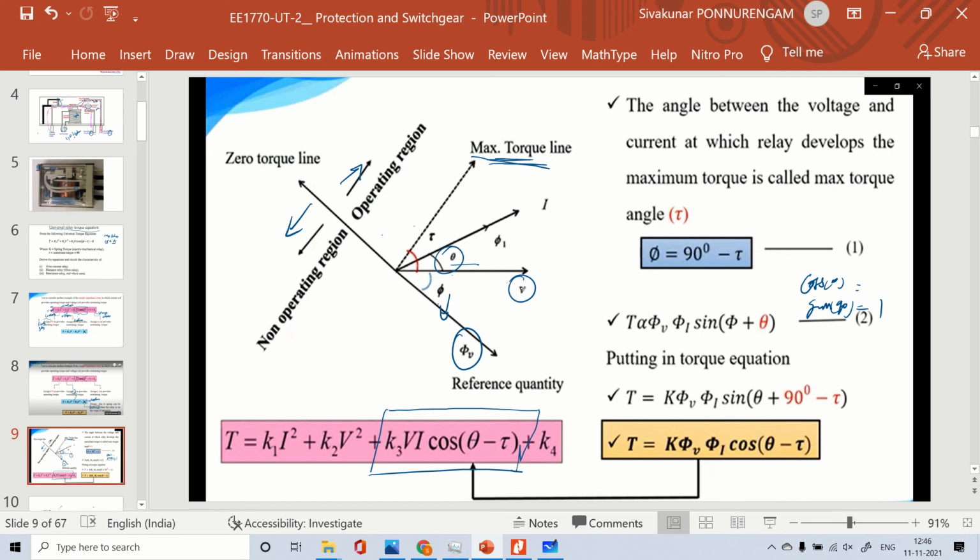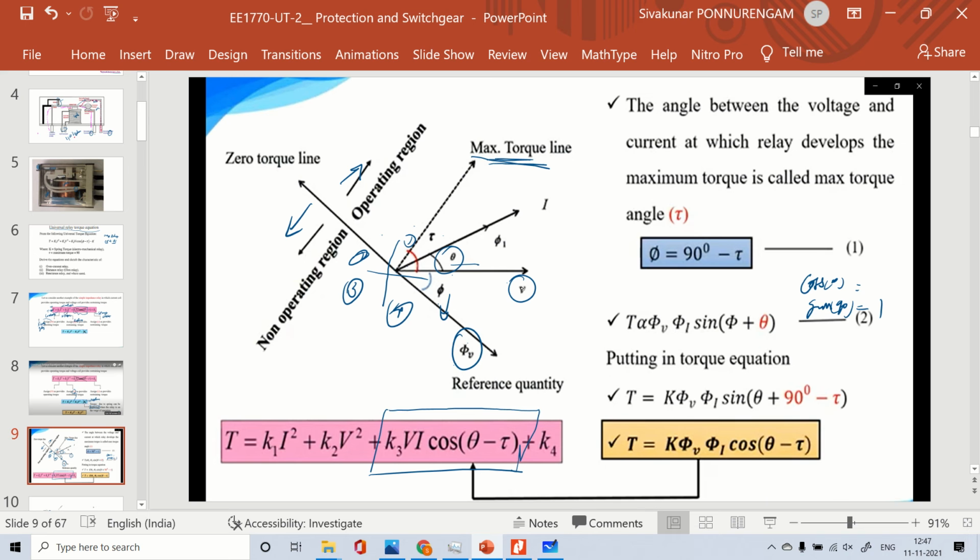Please see the quadrants we have considered. This is one quadrant, this is another quadrant, and another, and another. For that purpose, the operation can be shifted into another quadrant. At the same time, the flux phi of V can be deviated, and we project it at 180 degrees, that is, on the back side.